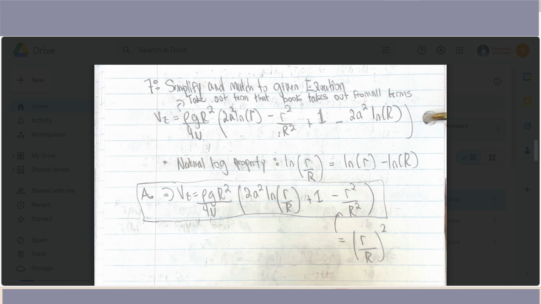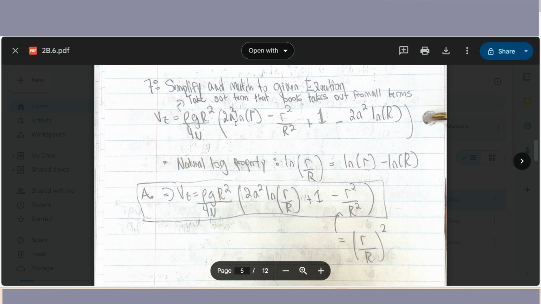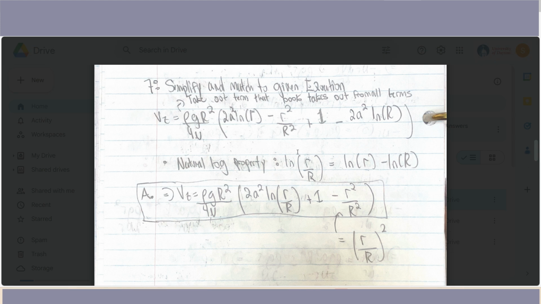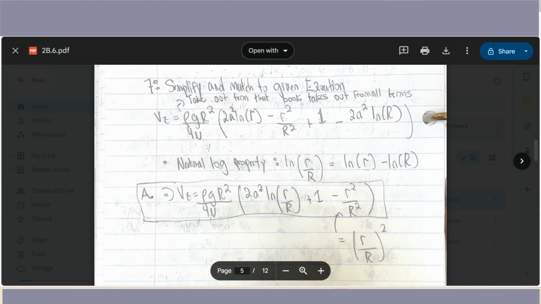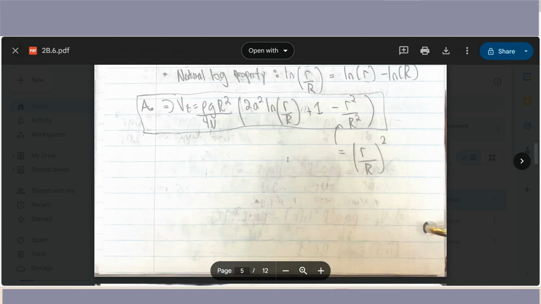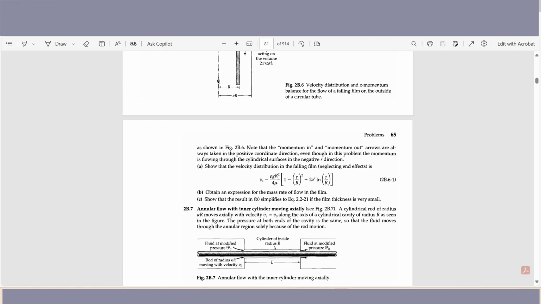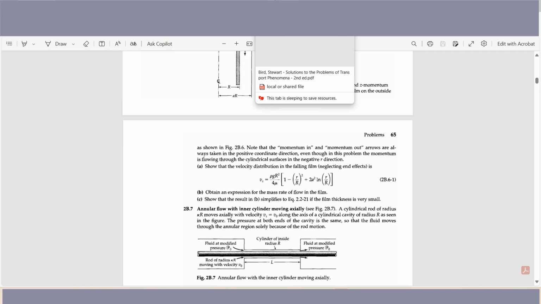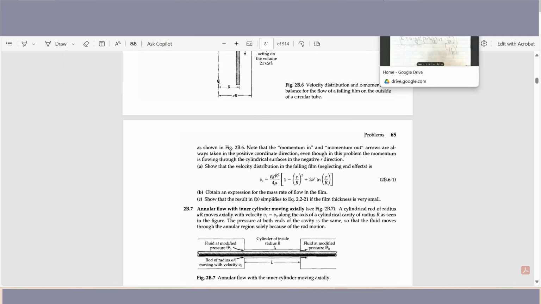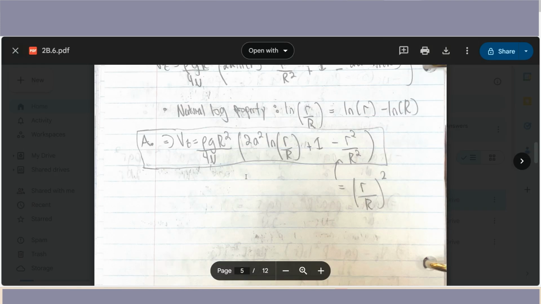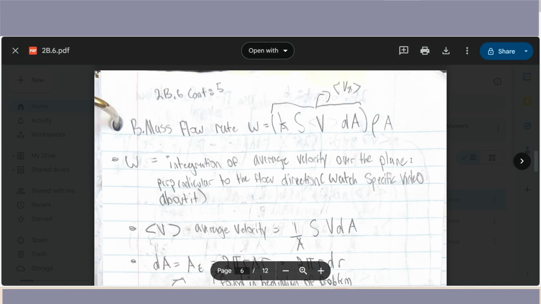So yeah, you use a log property. The log of little r over big R equals log of little r minus log of big R. So that's here, and then you're factoring, and so this equals this, and that's part A. So now for part B, obtain a mass rate of flow in the film. Mass flow rate equals 1 over A.